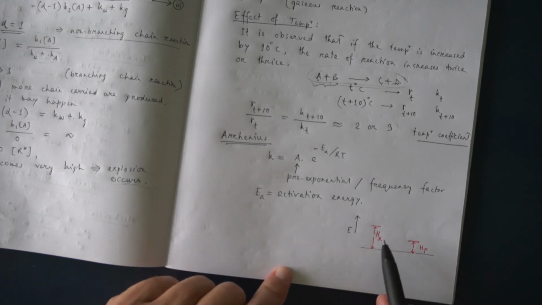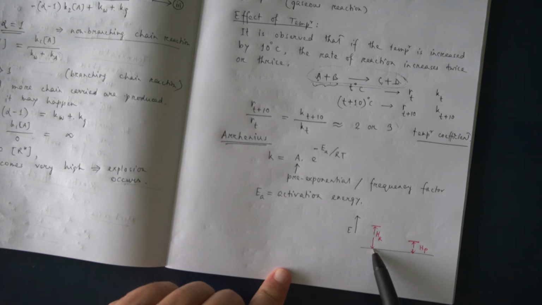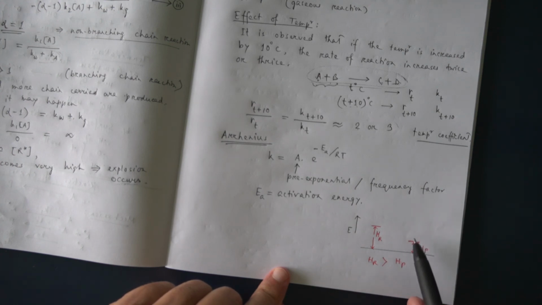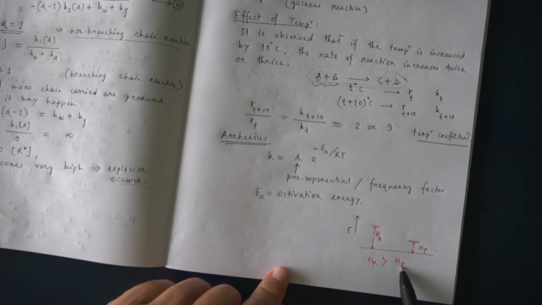Now here what we find is that the energy of the reactant is greater than the energy of the product. So when this happens, this must be an exothermic reaction. In case of an exothermic reaction, the energy of reactant is greater than the energy of product. Now in case of an endothermic reaction, the energy of product will be more than the energy of reactant.